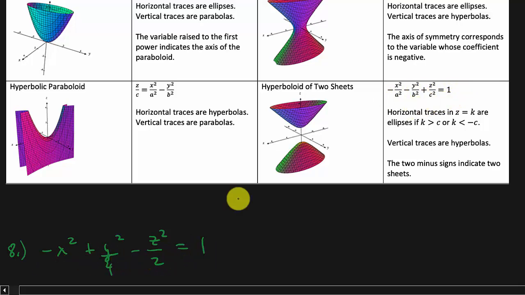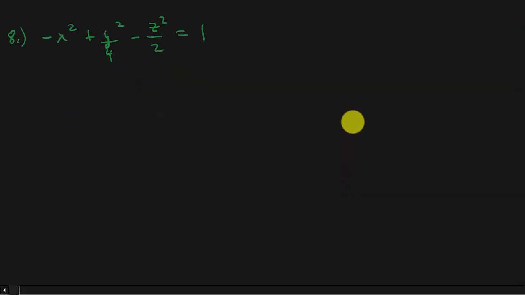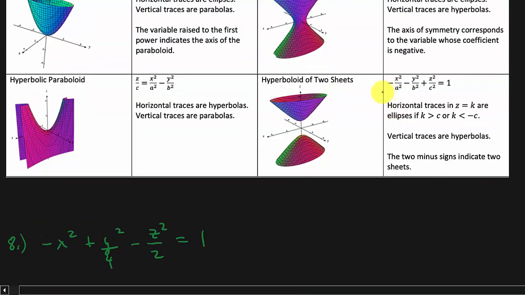We're fixing to graph one of these, and we're not going to really get into the detail that we did with the other ones. We're just going to go based on knowing this right here. Okay. And this is the last example. All right. So we can see this is a hyperboloid of two sheets.